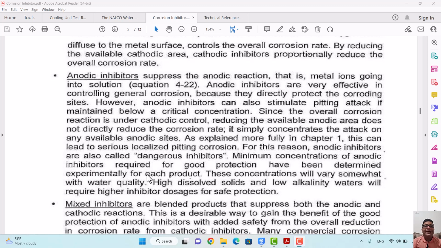Therefore, anodic inhibitors, which help to prevent this kind of process, should be added to the system on a minimum basis. There is a minimum required concentration for these anodic inhibitors, which should be formulated and added to cooling waters in order to protect the system from localized attack or from pitting.